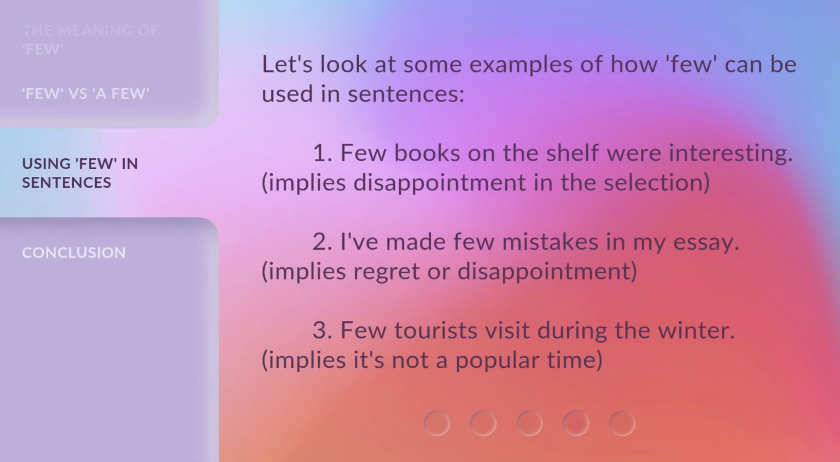Let's look at some examples of how few can be used in sentences. 1. Few books on the shelf were interesting. Implies disappointment in the selection. 2. I've made few mistakes in my essay. Implies regret or disappointment. 3. Few tourists visit during the winter. Implies it's not a popular time.